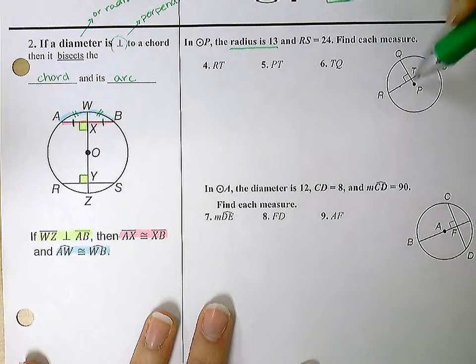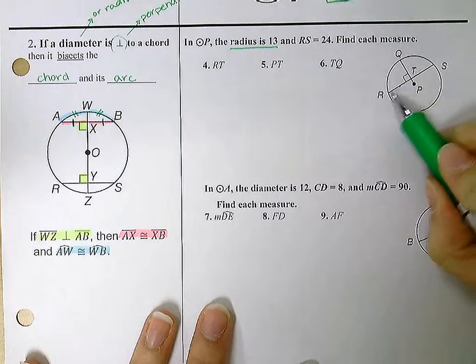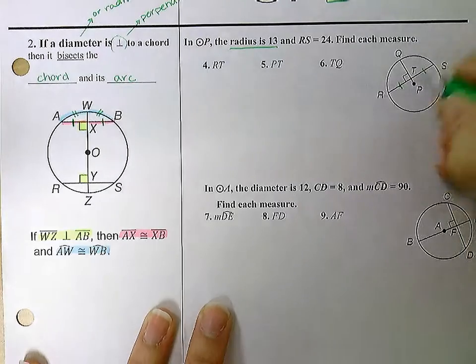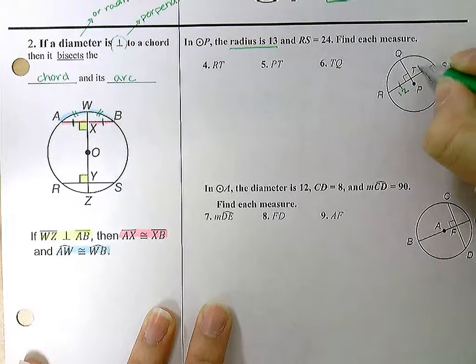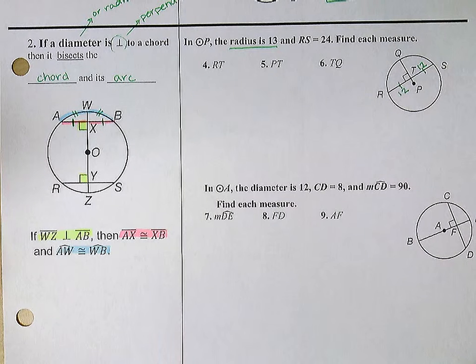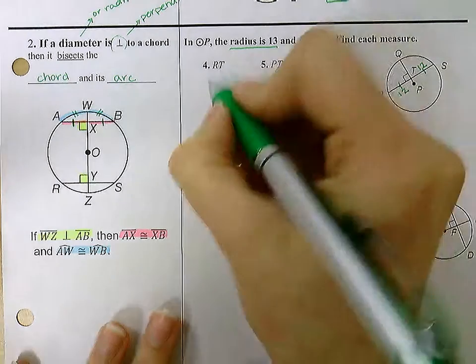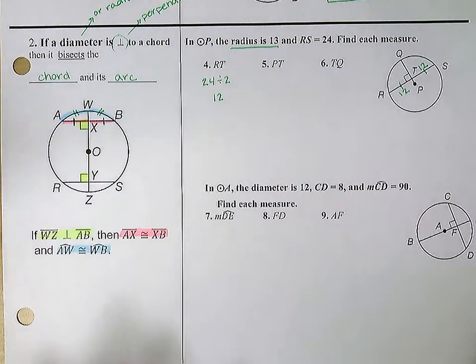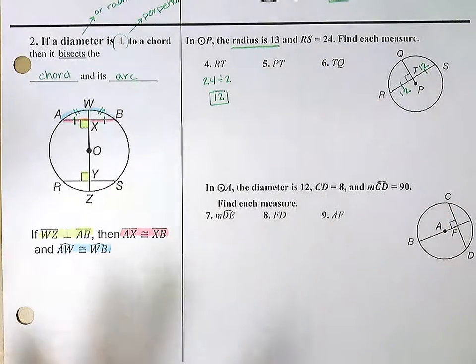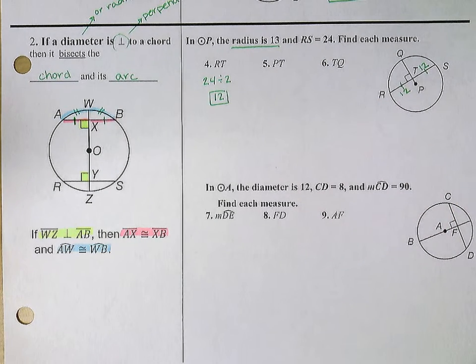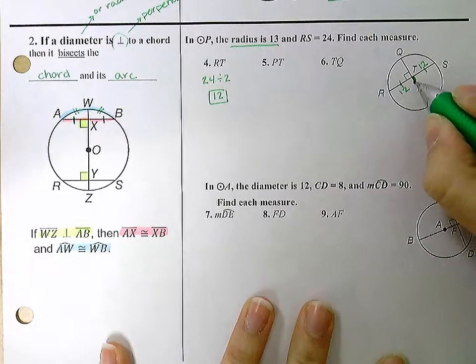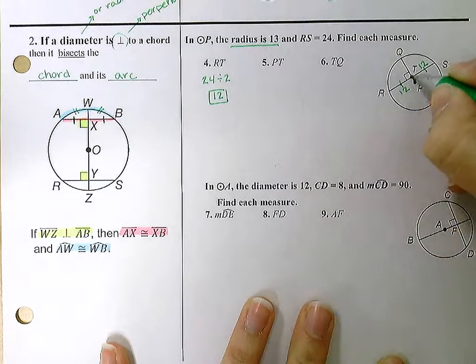Since QP is perpendicular to that chord, what do I know about RT and TS? They're congruent, and you're correct, Alyssa, they are 12. Since those are congruent and I knew RS was 24, we just have to divide that by 2, and RT is 12. Next I want to find PT. PT is this little tiny section right here between your center point and where it's perpendicular.